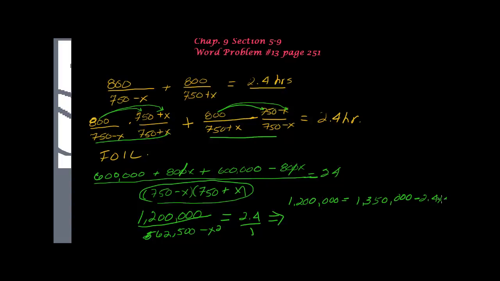2.4x squared. That simplifies to negative 150,000 is equal to negative 2.4x squared. Negative 625,000 is equal to negative x squared. X is equal to 250, which is our answer.